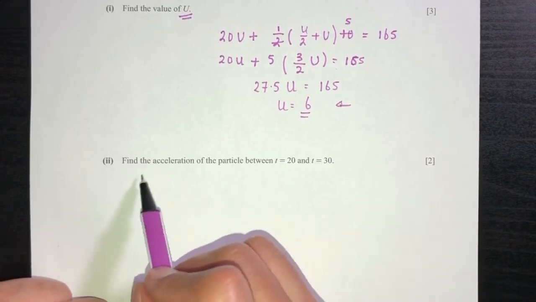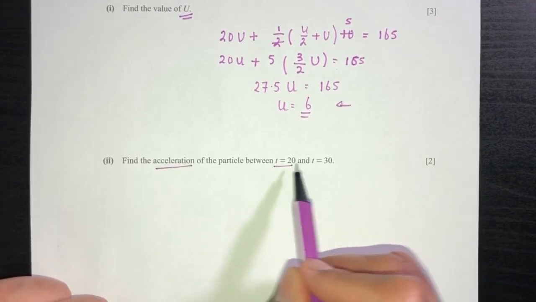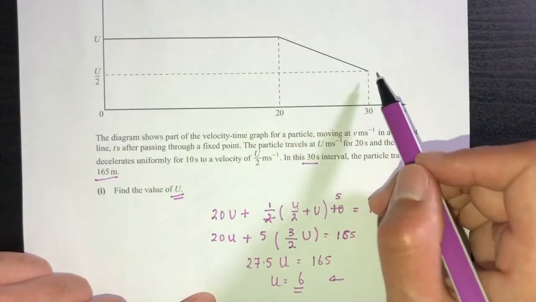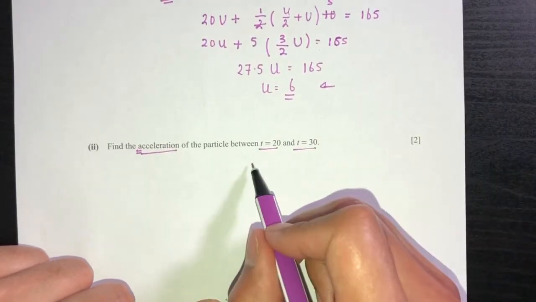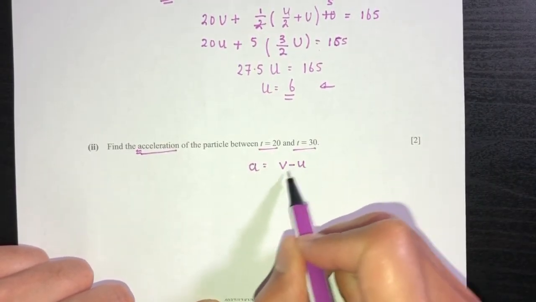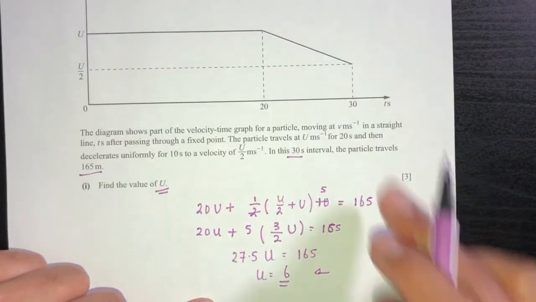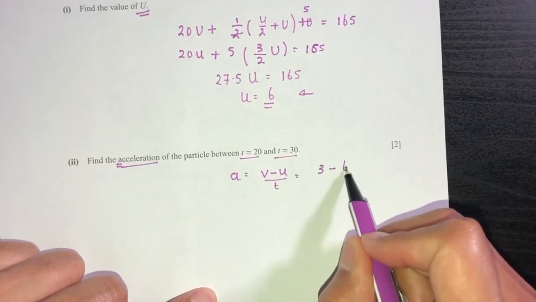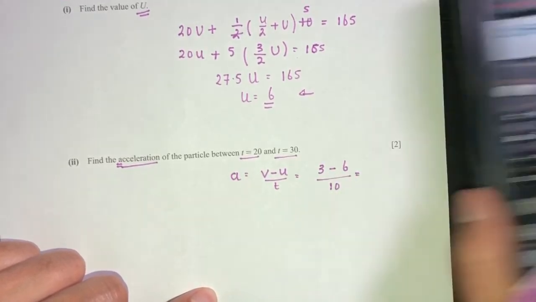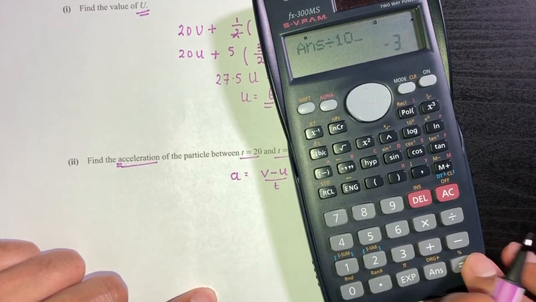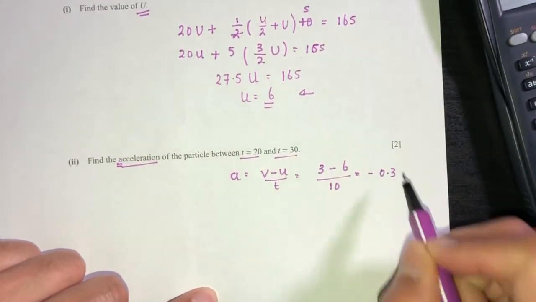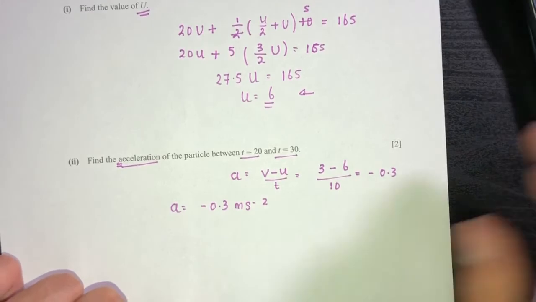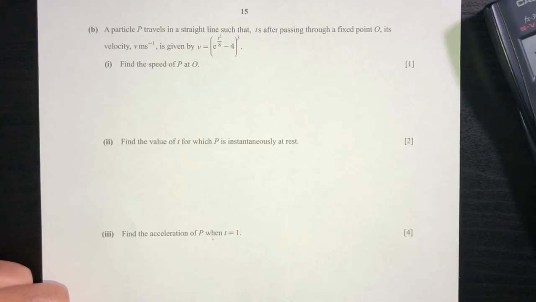Now for part 2, find the acceleration of the particle between this and this. So here it is acceleration. So acceleration will be what? We have a formula which is acceleration is final speed minus initial speed divided by time. So final speed will be u divided by 2, which is 3, minus 6, divided by 10. That will be what? 3 minus 6 divided by 10, that should be minus 0.3. So acceleration is equal to 0.3 meters per second square. That is for part 10a. Let's move on to part b.